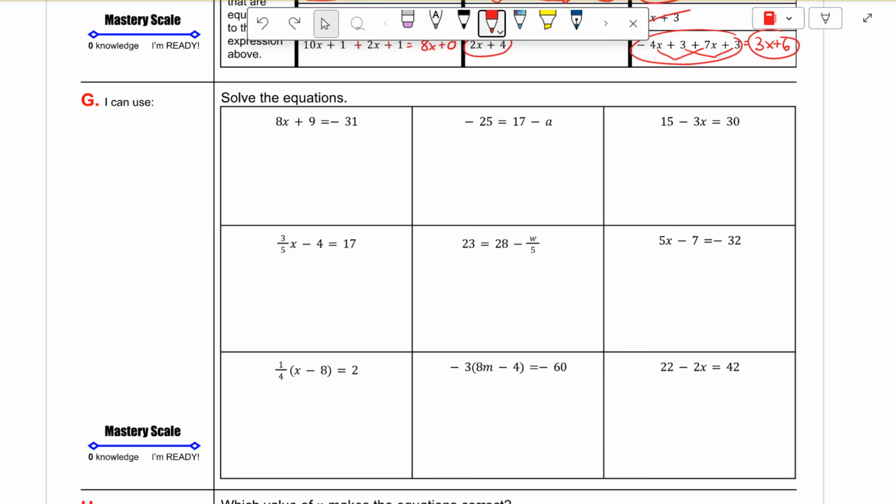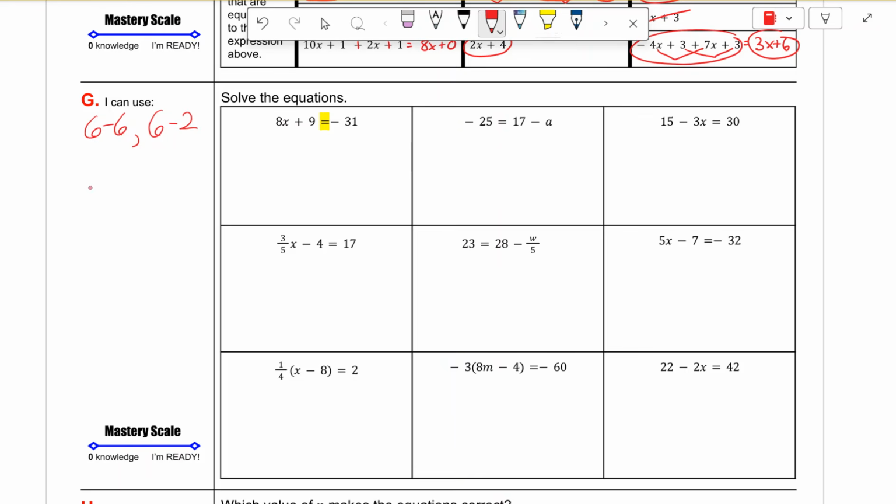Section G. You can use 6-6 notes, and also on a few of them, you're going to be using 6-2, which is the distributive property. All right, so the idea here, these are all equations. So thus far, we've been talking about expressions. These are equations because they have equal signs. Okay, so now we're solving for x.